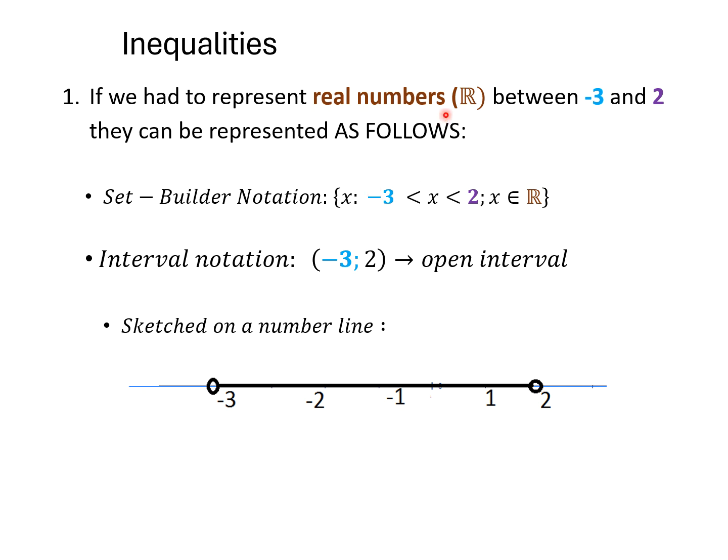Right? Sketched on a number line. So -3 not included, therefore open circle. 2 not included, open circle. But we're going from all the values in between -3 till 2. Right? So those are the three ways we will test your representation of inequalities. Right? Let's look at the second problem.